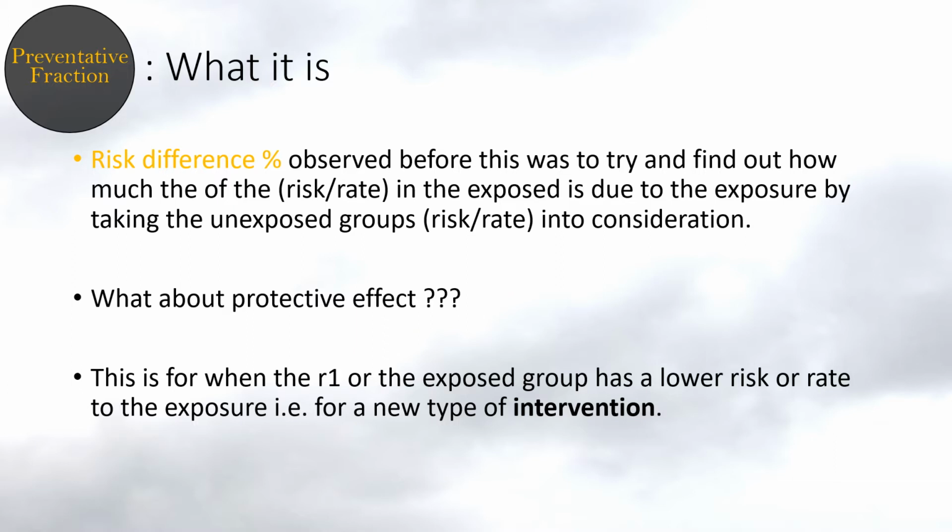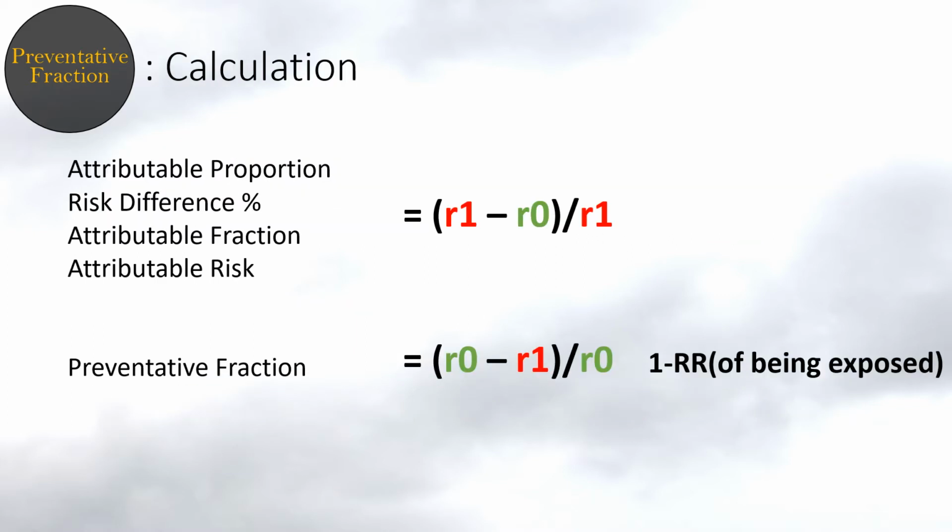So maybe a new intervention that's meant to prevent diseases, and you want to prevent cholera or whatever it is. You want to see if it's actually having a protective effect. So intervention, type of surgery, or just an area in an ecological study. So the calculation is quite literally the mirror opposite of the risk difference in percent that you've seen before, which is the attributable proportion, risk difference percent, attributable fraction, or attributable risk, or the other names that it goes by. It's literally the exact opposite.